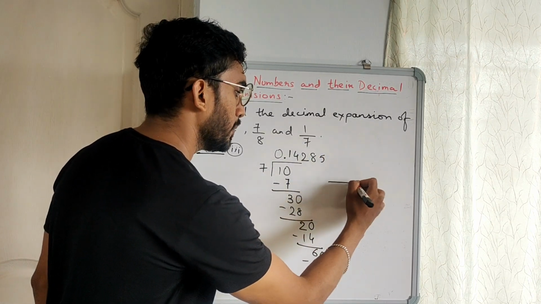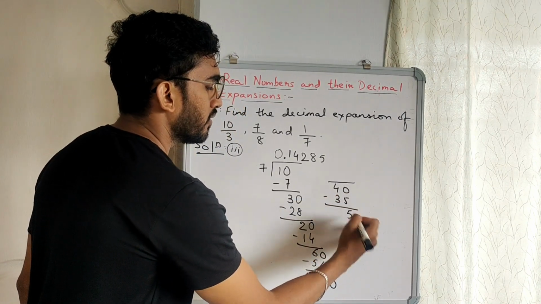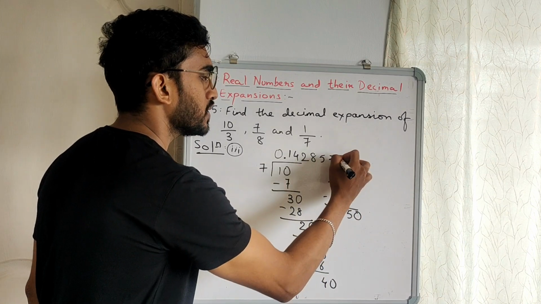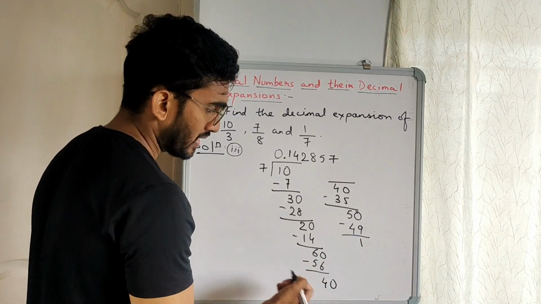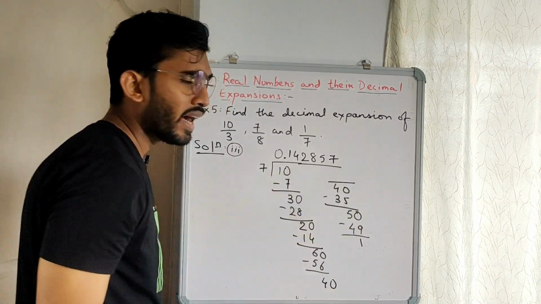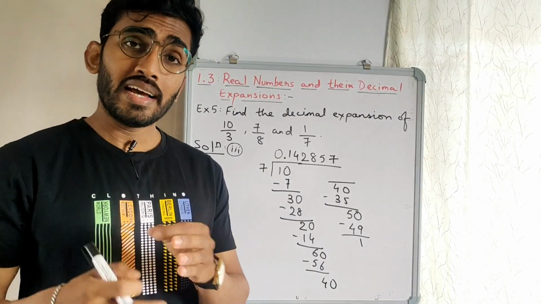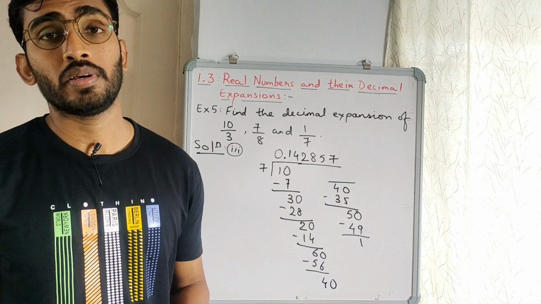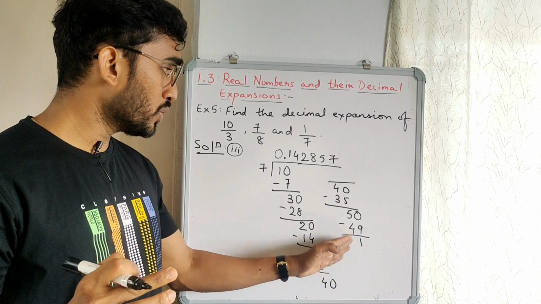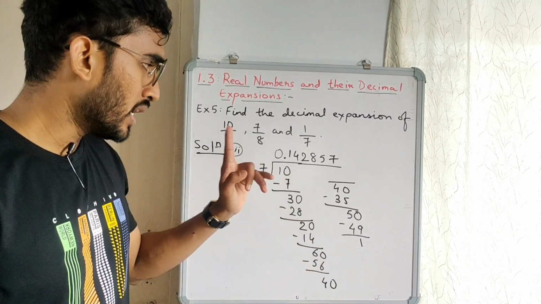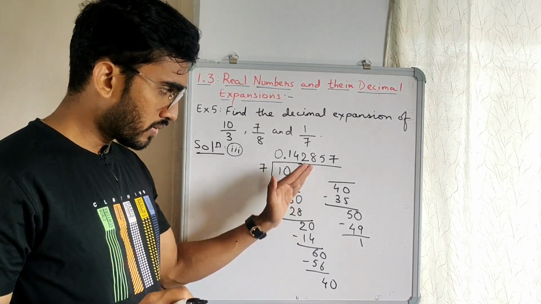I'm continuing here. After 40 we got 35, 40 minus 35 I'll get the remainder 5, putting a 0 here, 7 sevens are 49. 50 minus 49 I will get the remainder 1, and here I have to stop my division. So how did I come to know that I have to stop my division here? Because I got the remainder 1, which is equal to the dividend from where I started. I started dividing 1 by 7, and this is what I got when I did it.